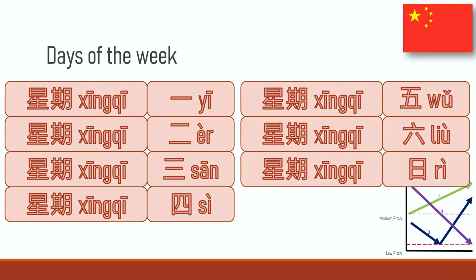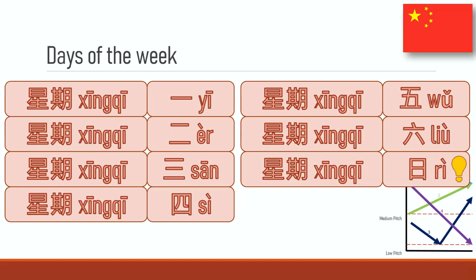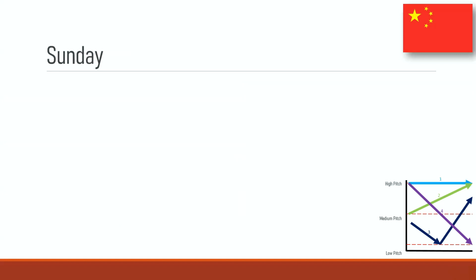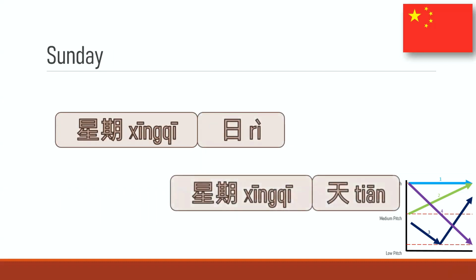Now Sunday is an exception to this rule. The way we say Sunday is 星期日 or 星期天, which I'll show you in a bit. But basically, it's unique because we don't say 星期七, so it doesn't follow the system that we've been following from Monday to Saturday. So let me explain. So there are 2 ways of saying Sunday. One is 星期日. The other is 星期天.